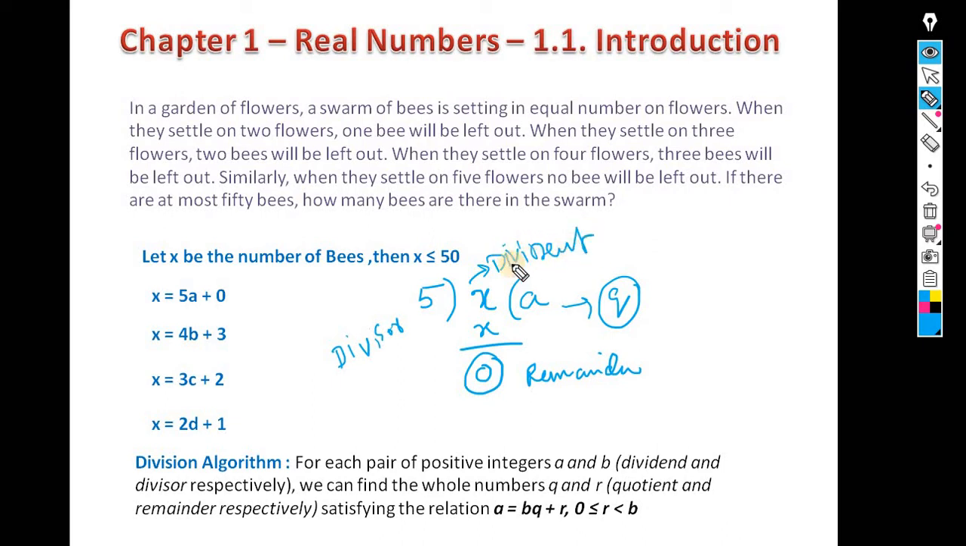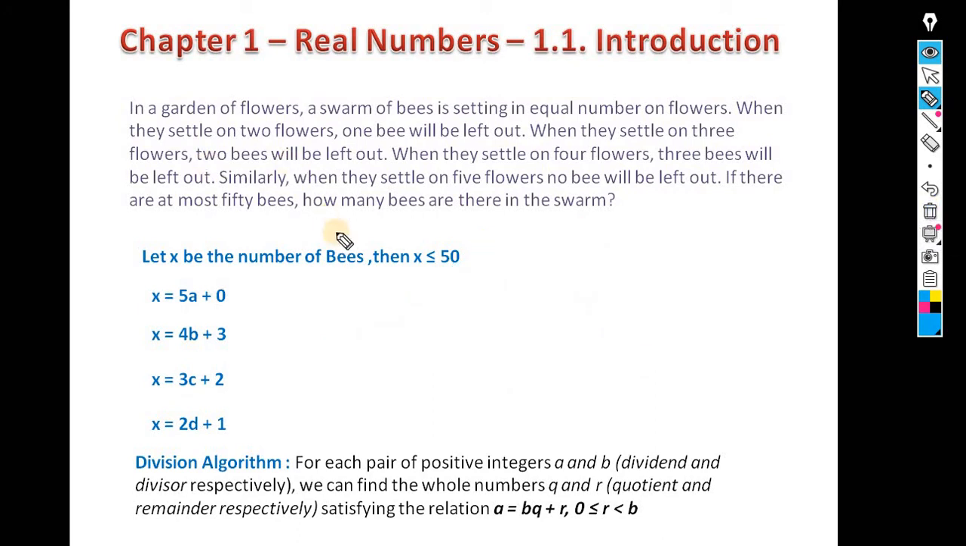So if you look at dividend, X value is equal to your divisor into quotient, 5 into A, that's what it shows, 5A plus 0. This is the remainder. That is how the formula has come. Okay. So now I am considering only these two equations here. The first one, that is X is equal to 5A plus 0, and X is equal to 2D plus 1.